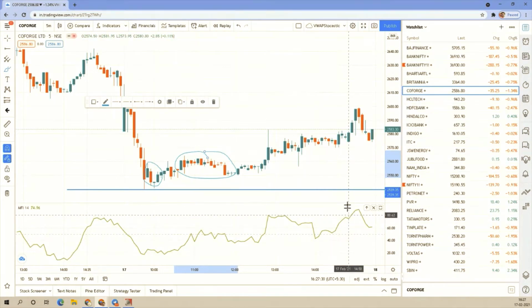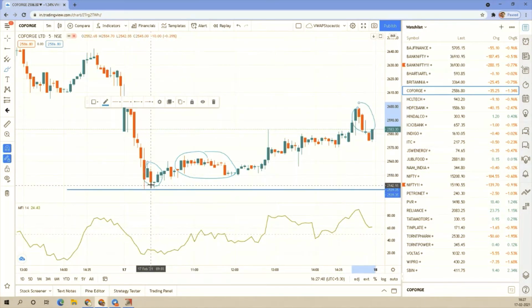Once it breaks here, because it's reaching the higher end, if it is more than 75, maybe you can book somewhere here. Once it reaches a high and then takes a U-turn, you can book somewhere here, which is a decent profit. That means you entered somewhere at 2540 and exited around 2590, which is like 50 points. If you're doing it in futures, that's a big profit. Even if you're doing it intraday with a 200 or 300 quantity, that's a good enough profit.